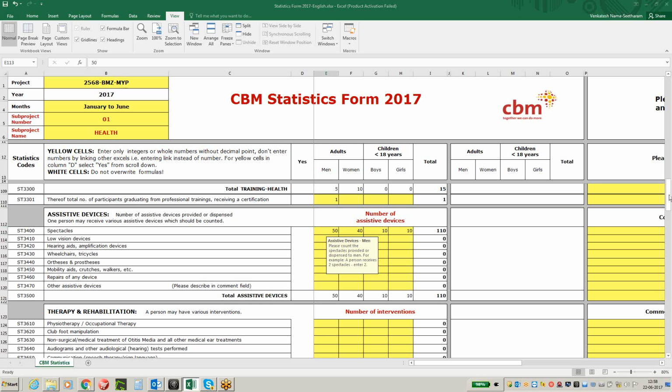Any questions or clarifications on this section, assistive devices? Okay, there are no questions, then I'll move on to the next section.